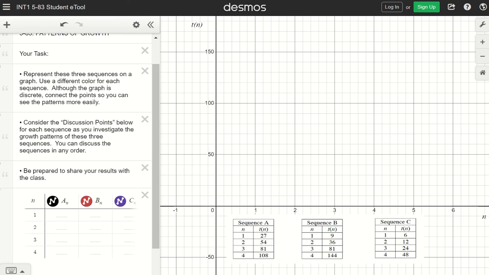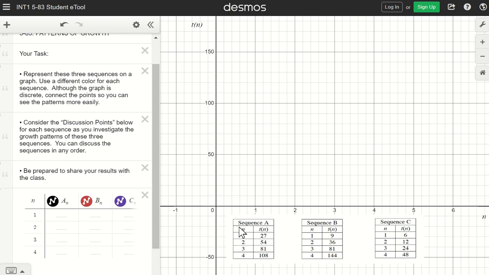So you can see in Desmos we're all set up here. We've got a place for sequence A, B, and C, and they're using 3 different colors to show those. So the values are here, and just type in the first 4 values for each. And there's a couple discussion points. These are listed in your book as well. It says how do the inputs n and outputs T of n of each sequence increase?